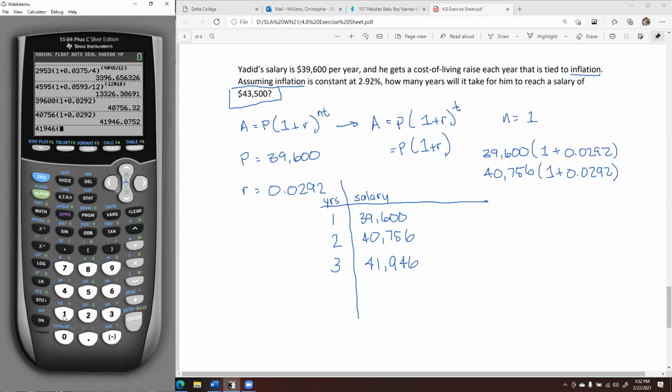41,946 times the quantity 1 plus 0.0292. And so our salary for year 4 is going to be 43,170. We haven't quite hit that 43.5 mark, but looking at the progression here, it's pretty certain that it's going to be 5 years. But just for sake of being thorough, let's just go ahead and do that calculation.